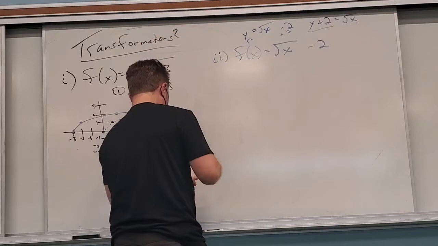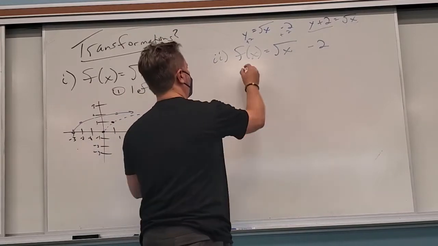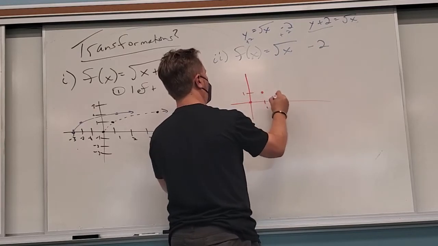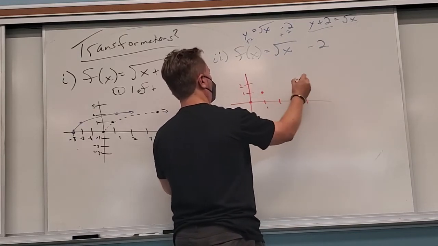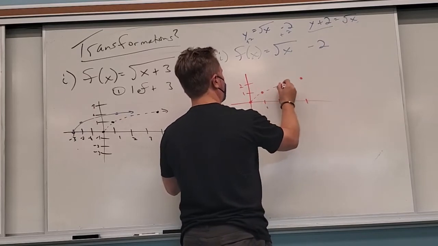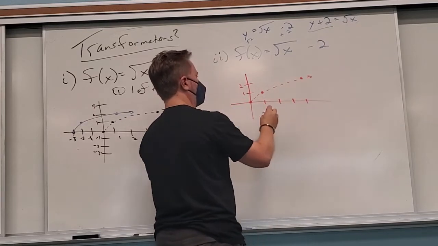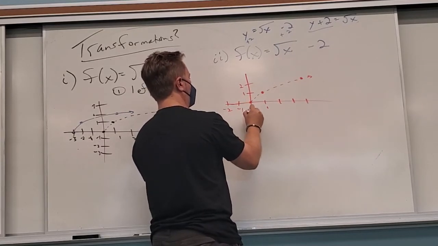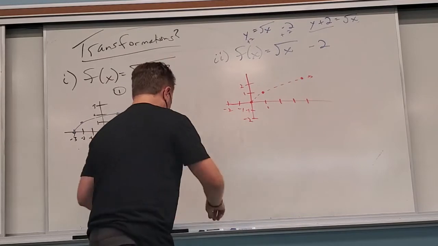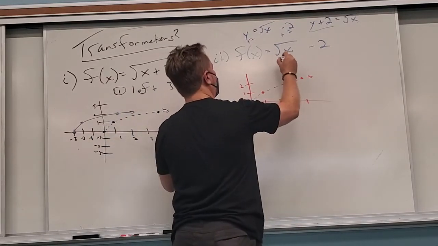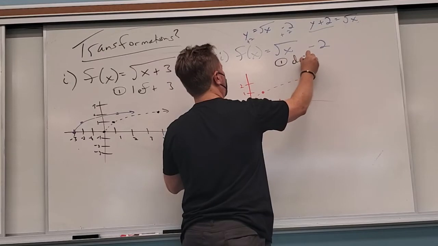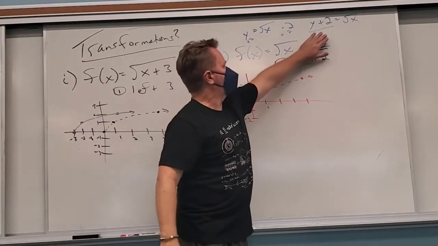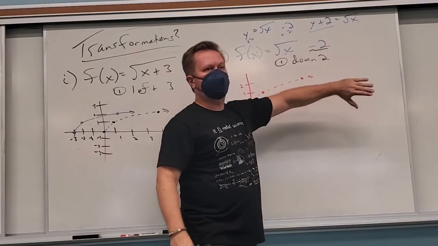So I'm going to take my base graph. Here's my base graph. I'm going to make it dotted because that's not the answer. And I'm going to shift every output. The only transformation here is down 2. It's going to take all the outputs, whatever they used to be, and make them 2 less.